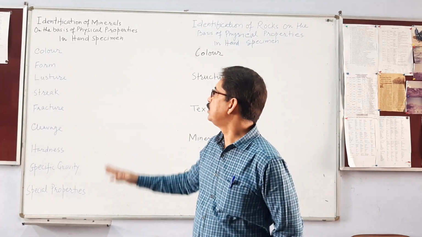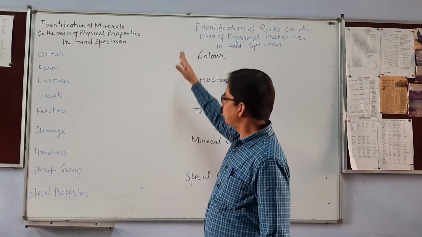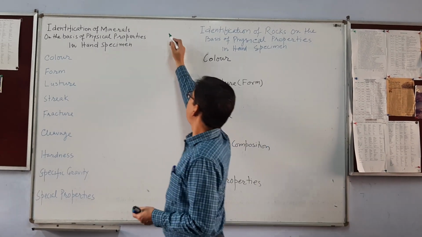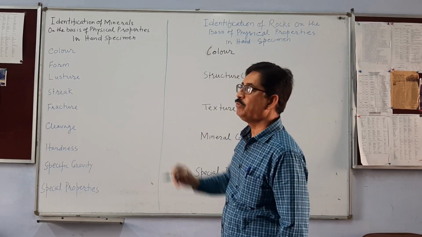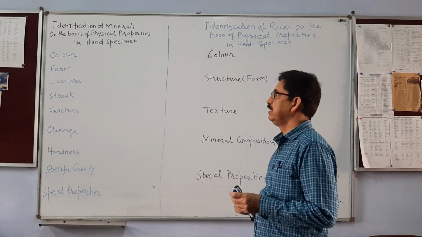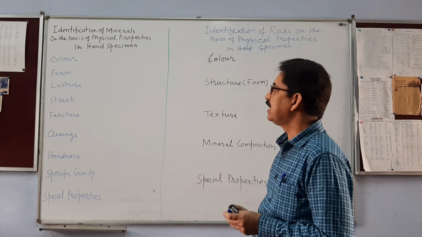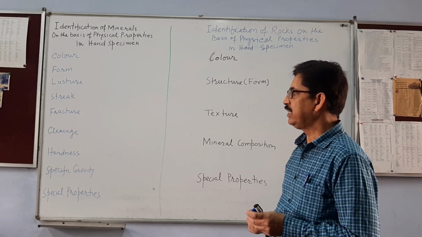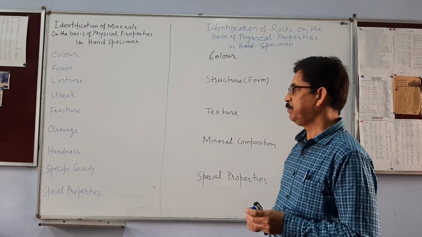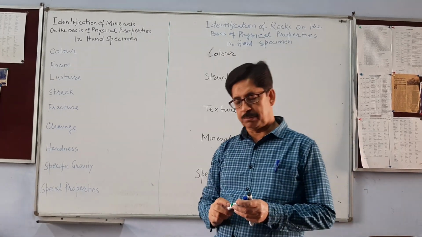Now if you can see this board, I have divided this board into 2 halves. One is for different properties which we use for identification of minerals. These physical properties are color, form, luster, streak, fracture, cleavage, hardness, specific gravity and special properties.